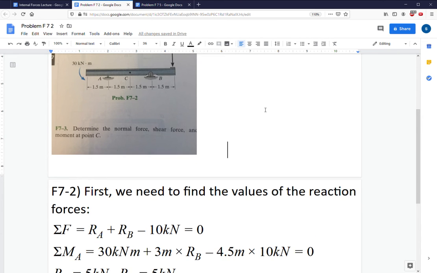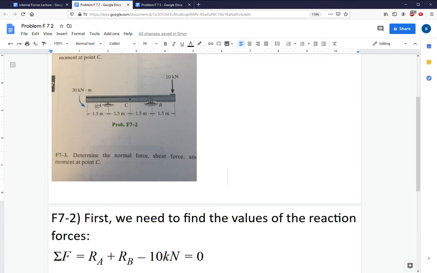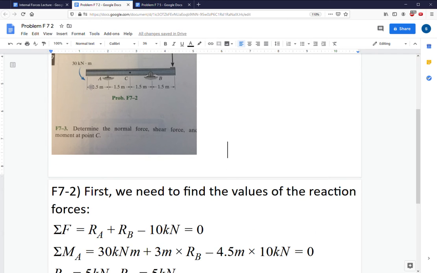So when looking at moment, we should pick a point of our choosing. I selected point A, and we find all the moments about point A. So this 30 kilonewton meters is applied. It doesn't matter that it's located 1.5 meters to the left of point A. This is an applied moment. It does not matter where it is. It is just 30 kilonewton meters. The reaction at A will not create any moment about point A. The reaction at B is upward, and it's applied to the right of point A, so that'll create a counterclockwise rotation, which by our sign convention is positive.